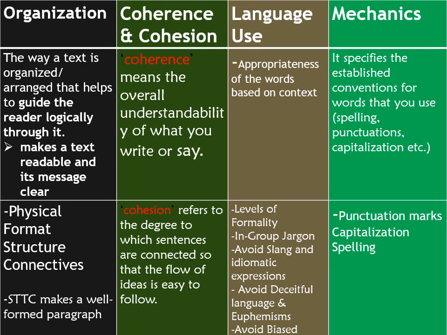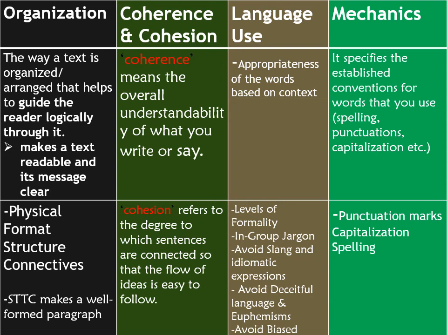So, as a summary, here are our 4 properties of well-written text. We have organization, coherence and cohesion, language use, and mechanics. This table sums up our lesson for weeks 3 and 4. Again, I just want you to remember that when we say organization, it is how you arrange your text.